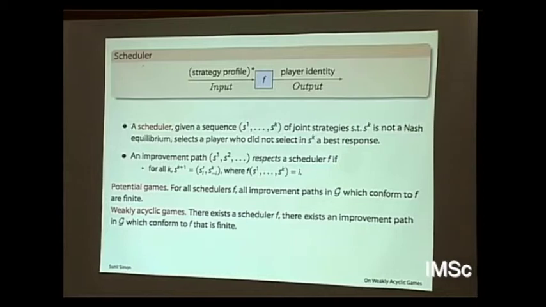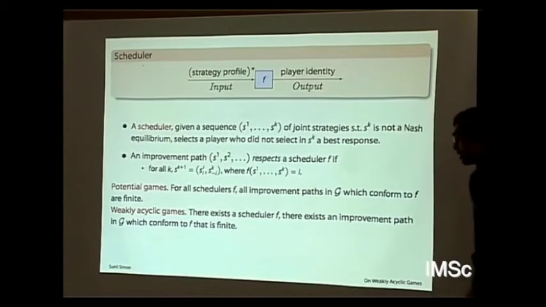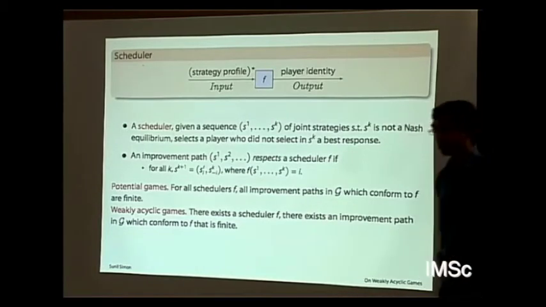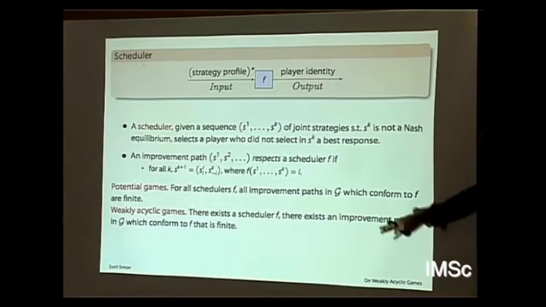So potential games involve a for-all quantification. Weakly acyclic games involve an exists quantification: there is a scheduler f, and there is an improvement path respecting it which is finite.